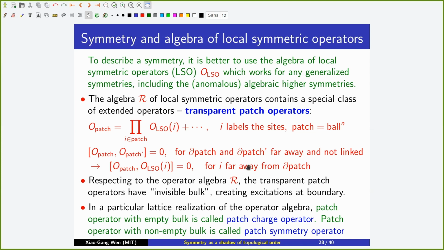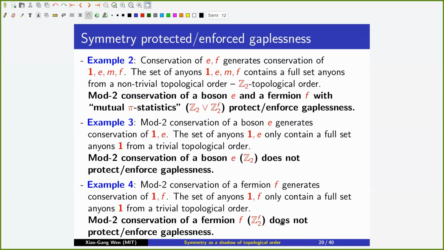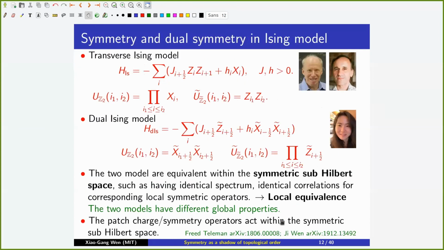Is it always possible to construct a patch operator with a T-block? That depends on the type of T. Certainly there's a patch operator with empty block. That's always there. And this operator is called the patch charge operator. So basically, it's like the idea we had before, this ZZ operator in the Ising model.